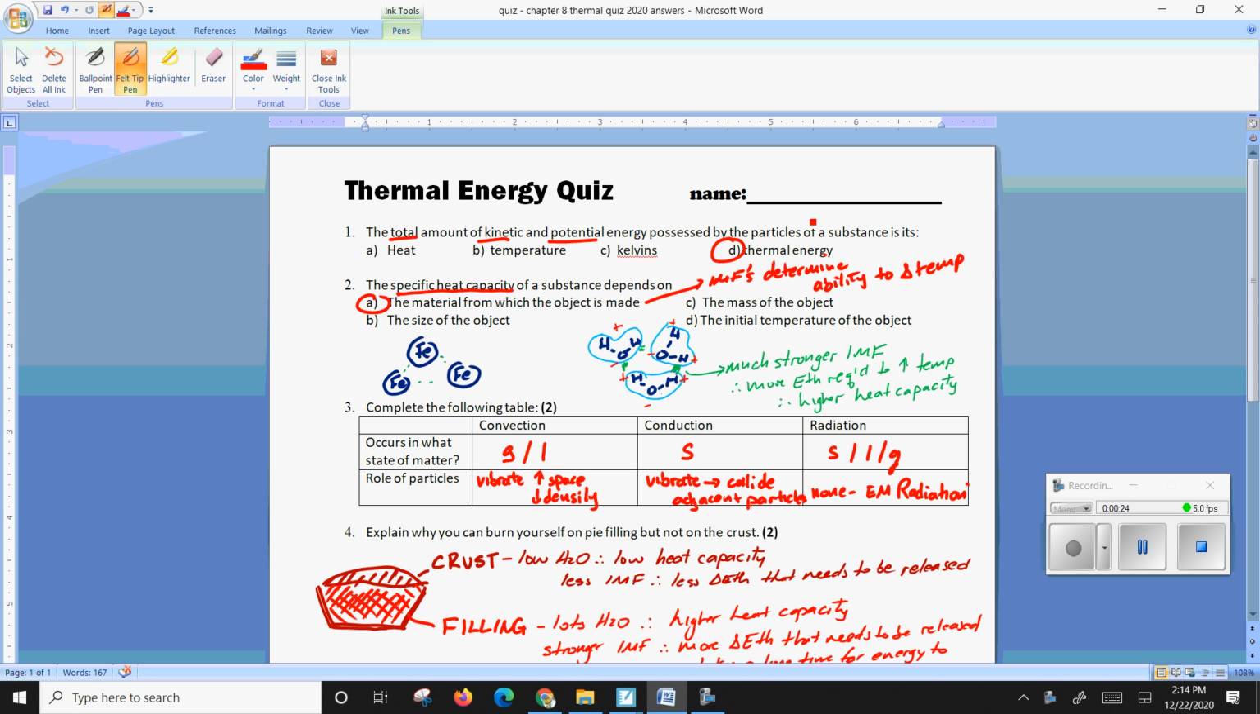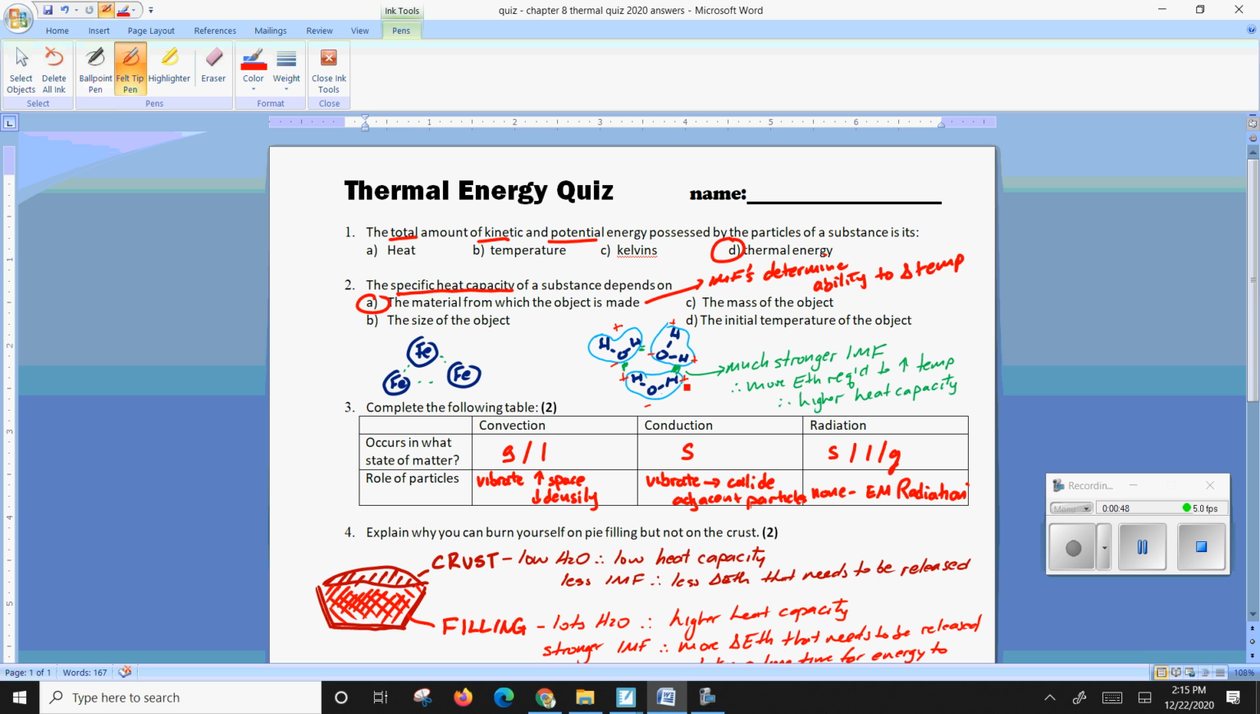Next one, the specific heat capacity. What does it depend on? Number one, mostly the material the substance is made of. Not the size, not the mass, or the initial temperature. That is all thermal energy, but the heat capacity really depends on the intermolecular forces. So, for example, substances with lower intermolecular forces, such as iron, don't have a high heat capacity.